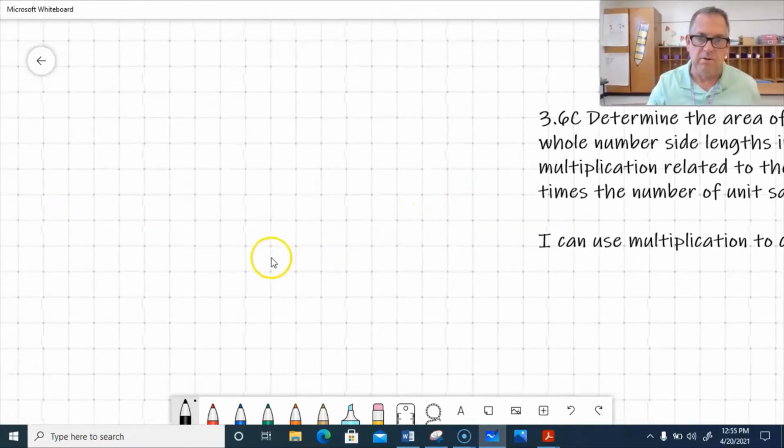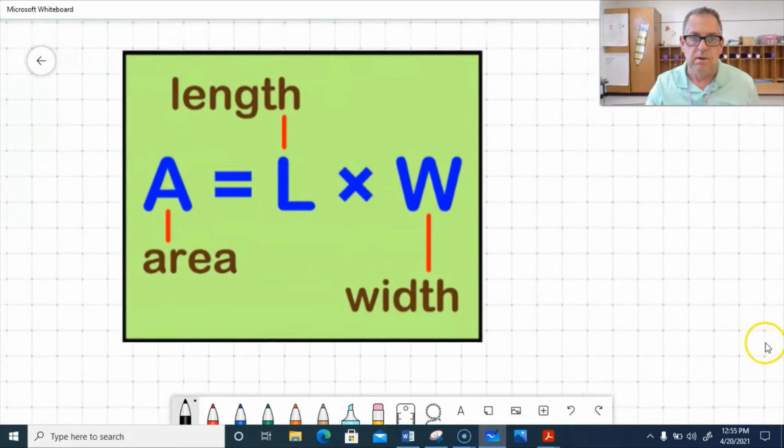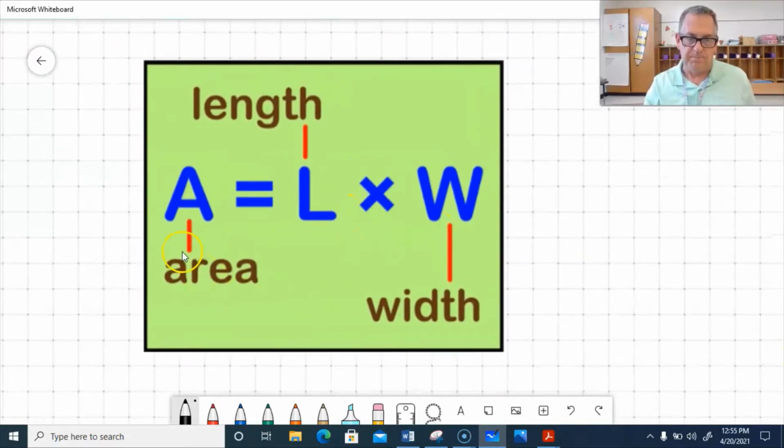Look at some of the vocabulary over here. Basically, area is equal to the length times the width. So if we multiply the length times the width, that will tell you what the area of a figure is. Area is how much it takes to cover something, versus perimeter, where we're trying to figure the distance around.